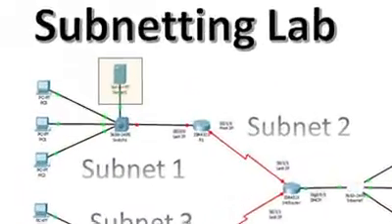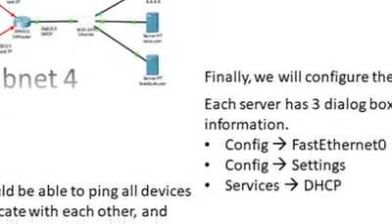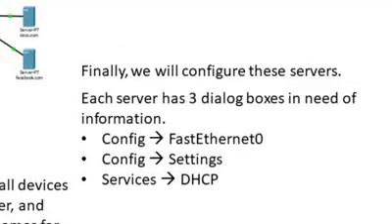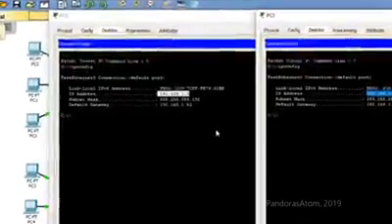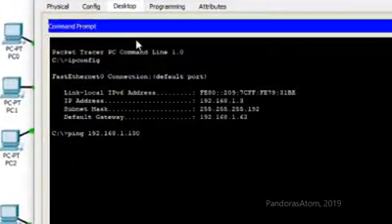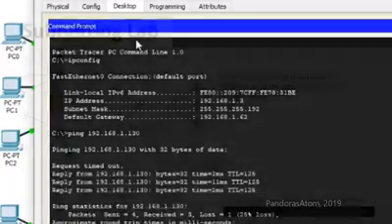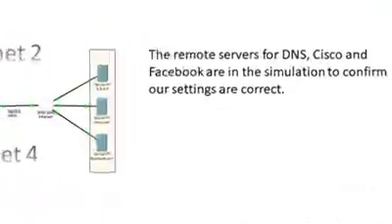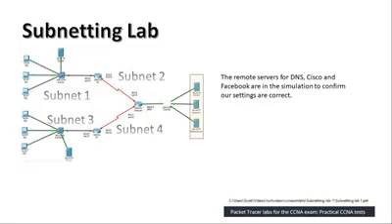Finally, we will configure these servers. Now, each server has 3 dialog boxes in need of information. We'll go through that when we get to that stage. When we are done, we should be able to ping all devices to make sure that they communicate with each other and that all the PCs on both networks can resolve the names for the Cisco and Facebook websites. Now, the remote servers for DNS, Cisco, and Facebook are in the simulation to confirm our settings are correct. These are not real Facebook or Cisco websites. This is all within the simulation.